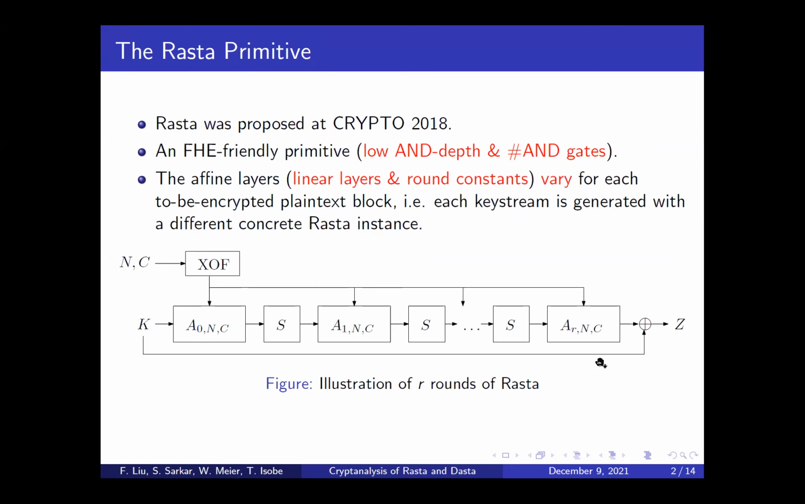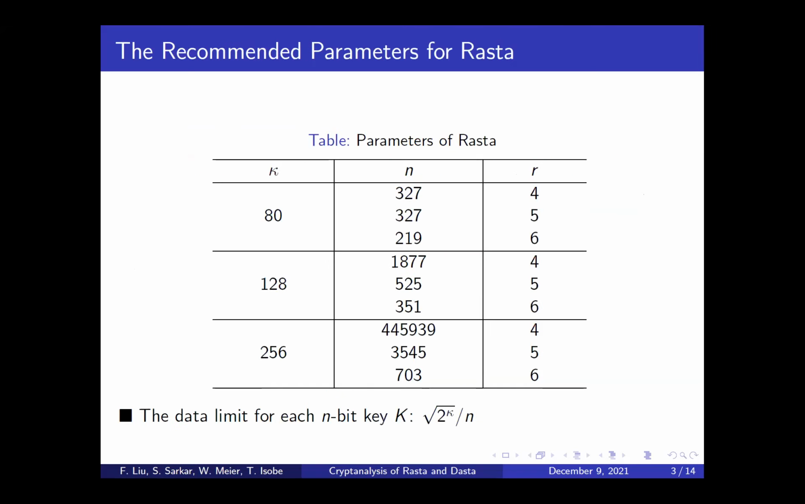Specifically, we can see from this figure, the n-bit key stream Z is generated with different n-bit affine layers A, while the nonlinear layer S is fixed, which is the n-bit chi operation. Note that the 5-bit chi operation is already used in the Keccak round function. The designers proposed several parameters for Rasta. You can see from this table that the key size n is much larger than the claimed security level kappa. In addition, you can also observe that the number of rounds is very small, from 4 rounds to 6 rounds.